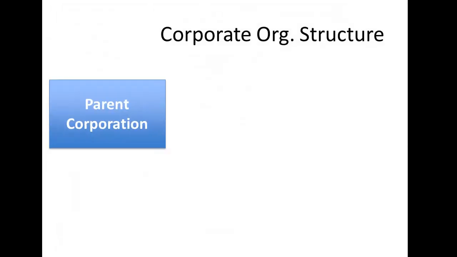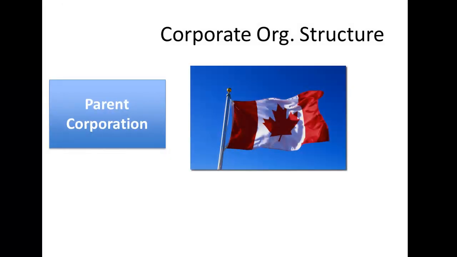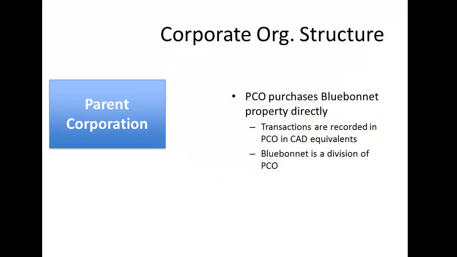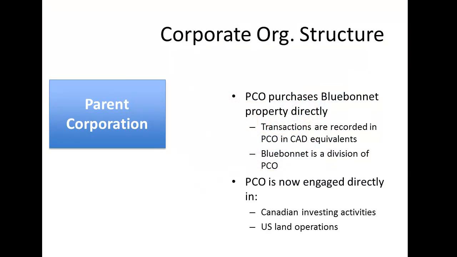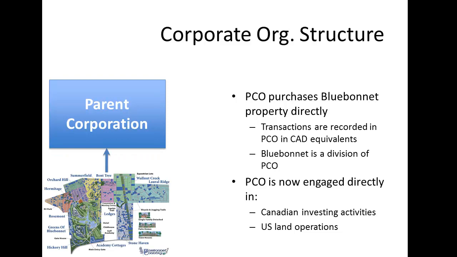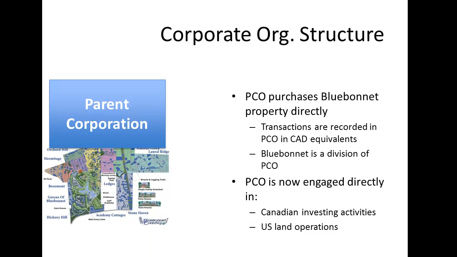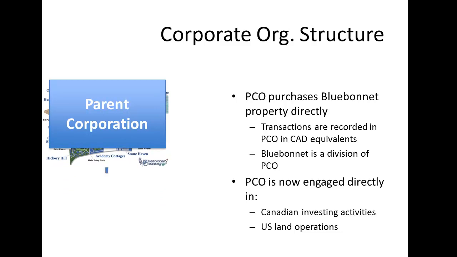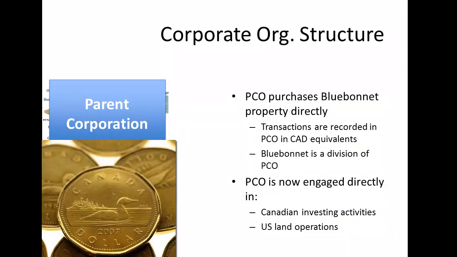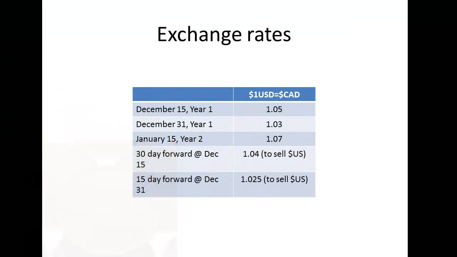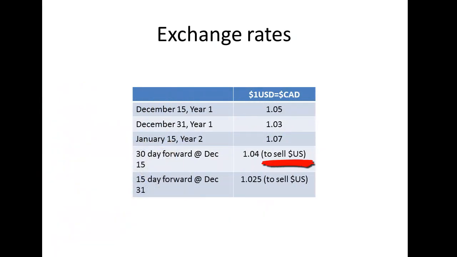So for those of you who are just joining us, Parent Corporation, a Canadian corporation, has just bought an interesting piece of real estate in Texas called Bluebonnet Country. As Parent Corporation owns the land directly, the functional currency for this endeavor is the domestic currency. In other words, Canadian dollars. Now in this lesson, we're going to deal with the receipt of foreign currency.